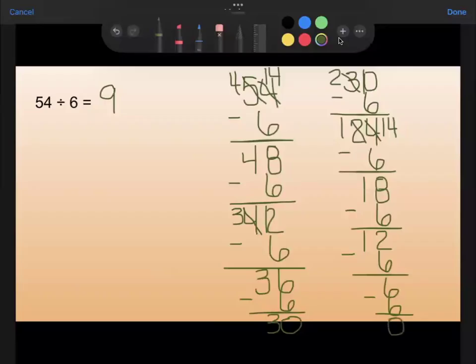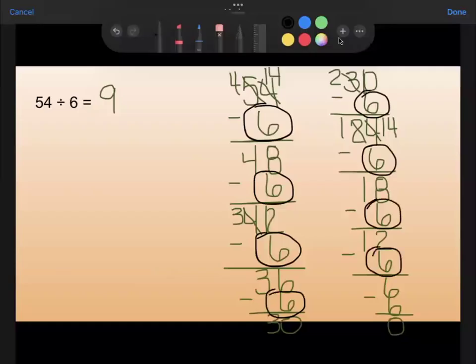Okay, so the secret to this is you stop when you hit 0, or if you can't subtract any more 6s, like if your number left over is smaller than 6. Now to figure out the answer, I need to go back and count how many 6s I actually subtracted. Remember, it's just the 6s you subtracted, not if a 6 appears in any answer. So 1, 2, 3, 4, 5, 6, 7, 8, 9. So since I subtracted 9 6s, that means 54 divided by 6 is equal to 9.